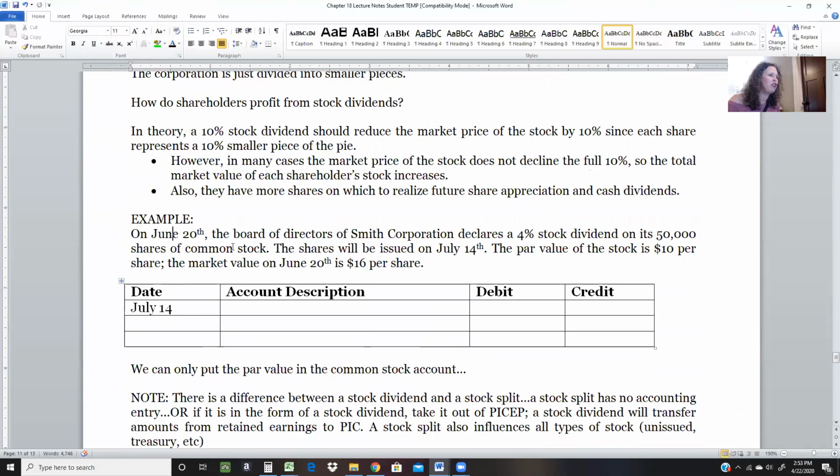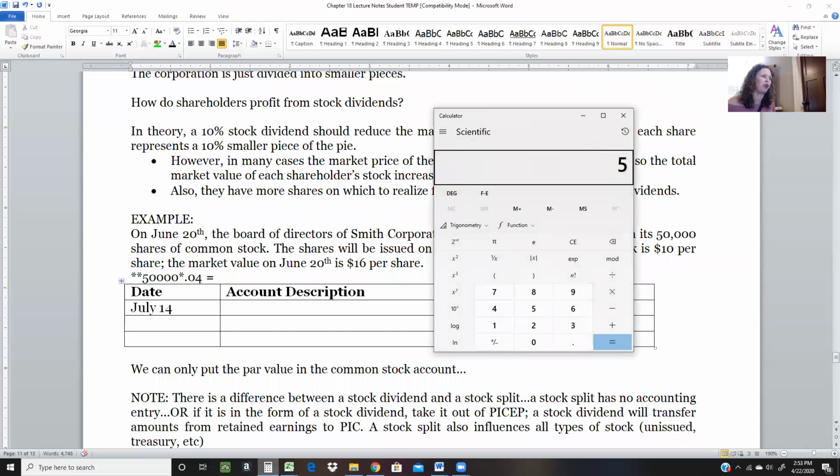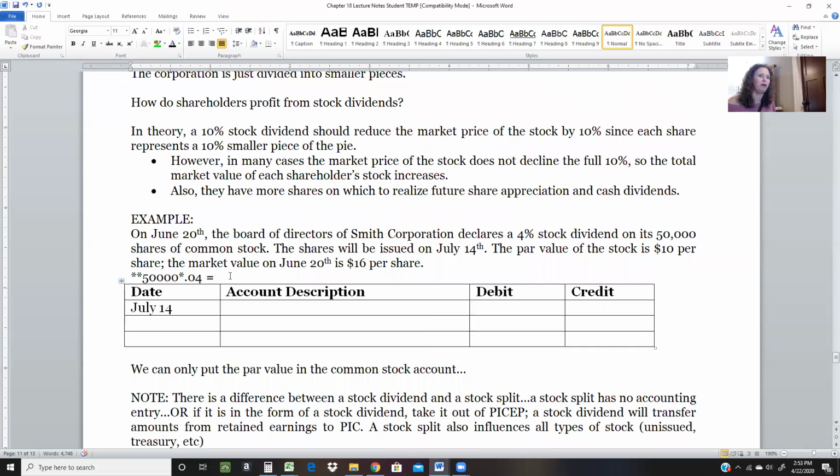So on January 20th, the board of directors of Smith declares a 4% stock dividend on its 50,000 shares of common stock. The par value of the stock is $10 a share, and the market value on January 20th is $16 a share. What we need to do is figure out how many more shares are going to go out into the market. So we take 50,000 times 0.04, and that's 2,000 new shares.